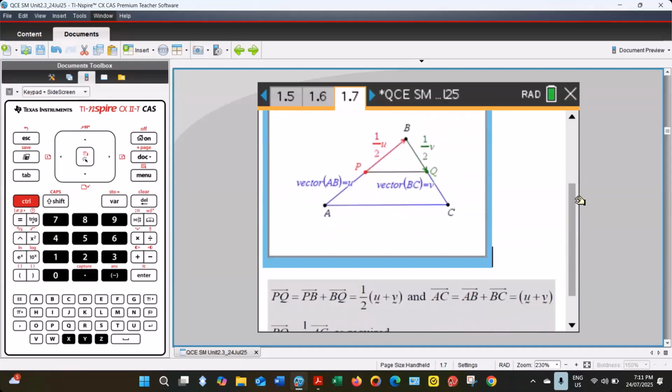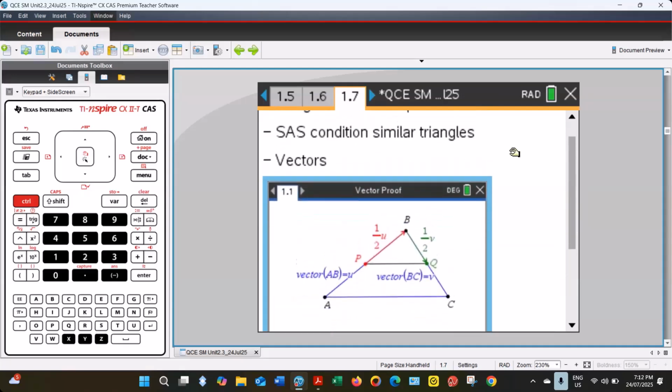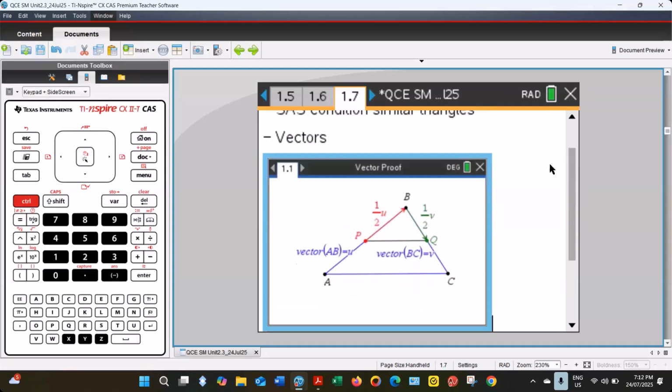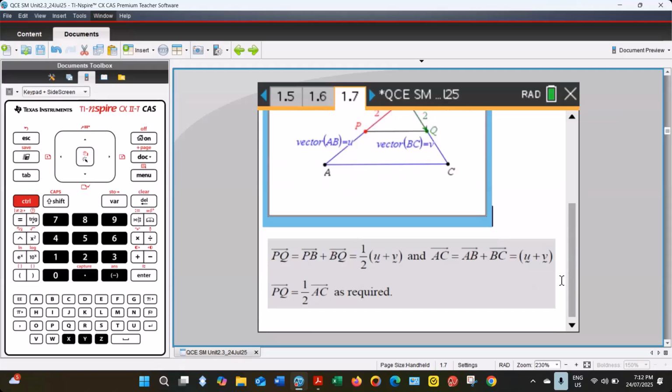In the resource book, it's proved using vectors. So this is just a screenshot from the book. I've named a vector U, which is vector AB, and vector BC is vector V. So we see that AC is U plus V, whereas PQ is a half U plus a half V. So a very, very gentle introduction to proof using vectors.